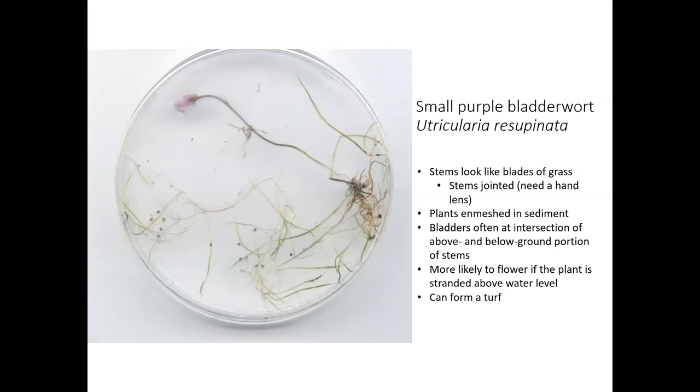And if you look carefully, part of the plant is white, so that's the part of the plant that is in the sediment, and the green portions are sticking up. And often the bladders are right where you go from the green to the white. So that's where you can often look for bladders. You do need to pull the whole plant up out of the bottom in order to really be sure what you're looking at. And the bladders are quite tiny, but they're fairly abundant, so you shouldn't have any trouble identifying it. It will flower mostly if it gets stranded, so the water level goes down. You can have just a carpet of purple where it had previously been underwater.